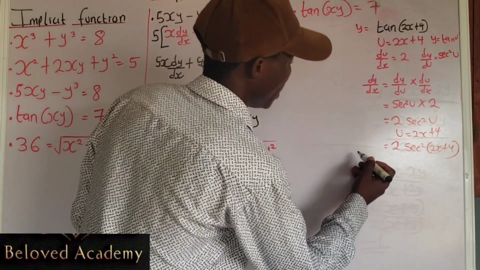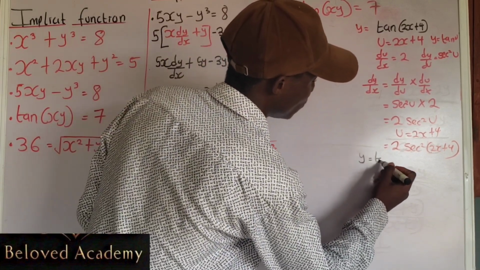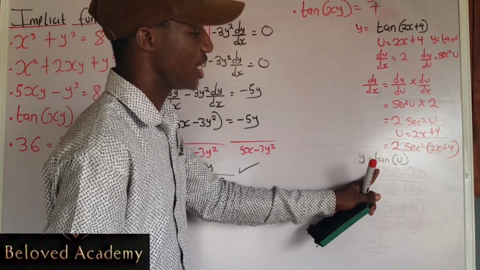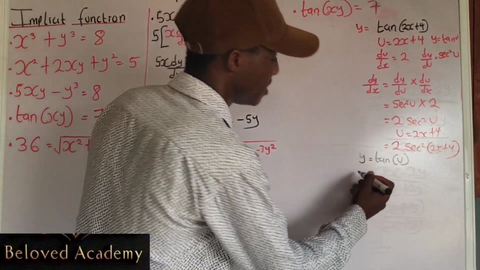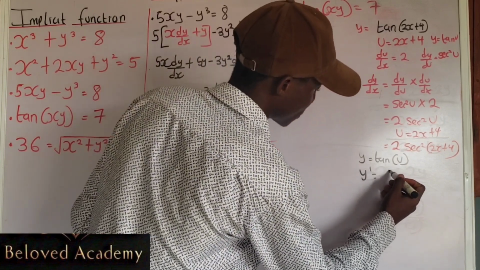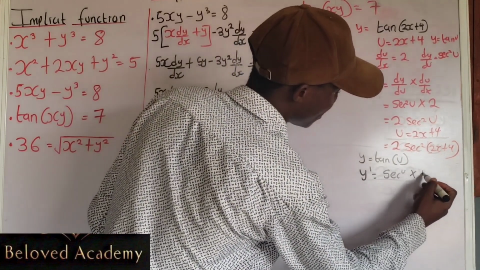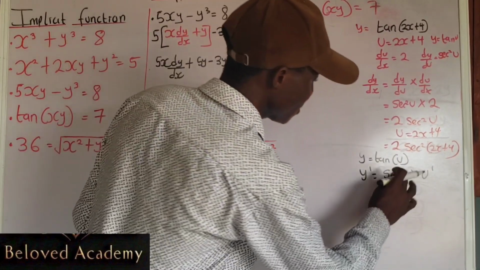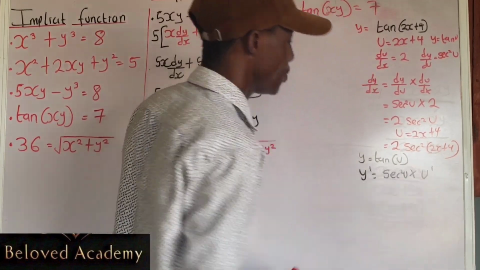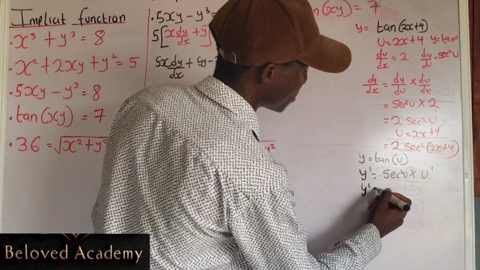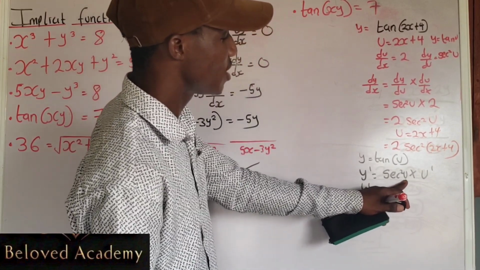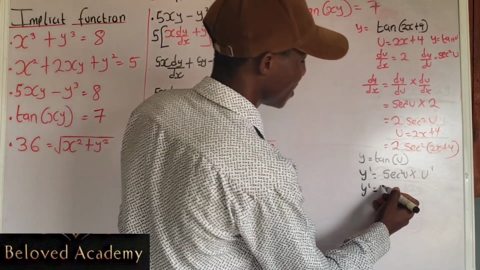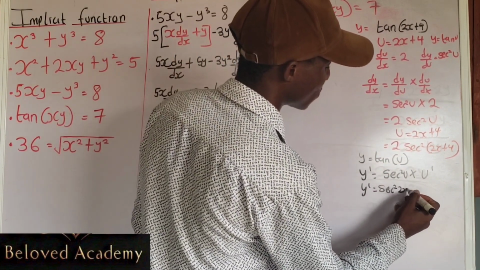If you are given a function y equals tan u, and u is another function, if you are given a function that looks like this, the derivative of y is equal to sec squared u multiplied by the derivative of u. You understand? Now let us check. Okay, sec squared u. The derivative of y is equal to sec squared u. Sec squared u is what? Since u is 2x plus 4, I'm going to have sec squared(2x plus 4).